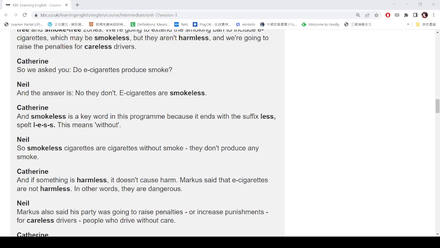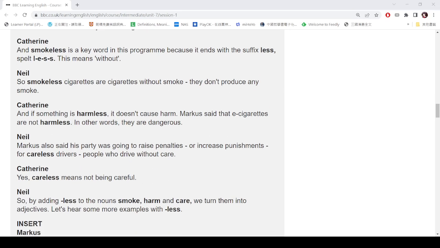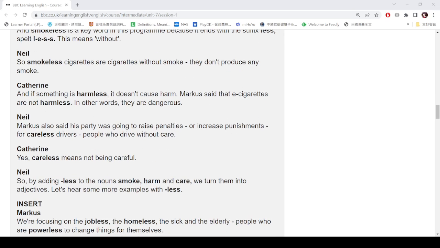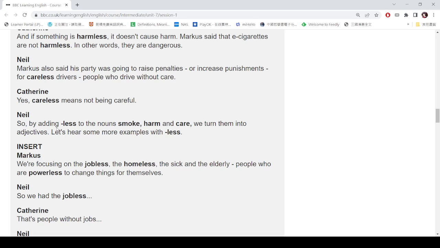And if something is harmless, it doesn't cause harm. Marcus said that e-cigarettes are not harmless. In other words, they are dangerous. Marcus also said his party was going to raise penalties, or punishments, for careless drivers, people who drive without care. Yes, careless means not being careful. So, by adding -less to the nouns smoke, harm, and care, we turn them into adjectives.